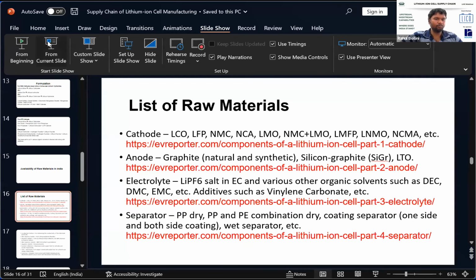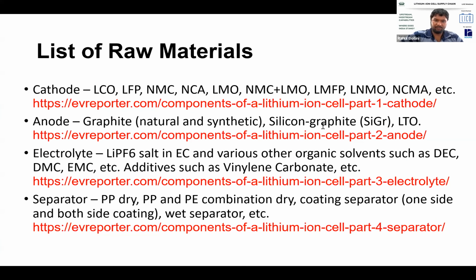So coming back to anode, graphite is the preferred material, and there are two types, natural and synthetic. Synthetic is preferred for the reason that it has slightly higher life because it's an engineered graphite. And then there is alkylate, which I was talking about, the whole thing where the LiPF6 base salt is put into solvents and additives are added.